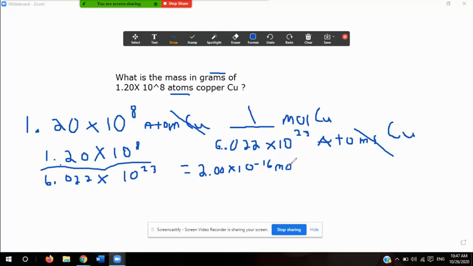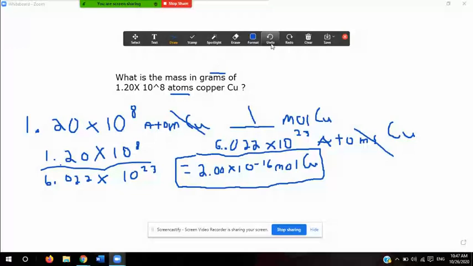Now I'm going to use a different color so that we understand what we're doing. Okay, so moles of copper. And again, I'm going to box this answer in right here. So this is the mole of copper. Now that I have my mole of copper, I can change the mole of copper to grams. So whenever you're being asked to go from atoms of an element to grams of that same element, you have to go from atoms to moles and then from moles to grams.